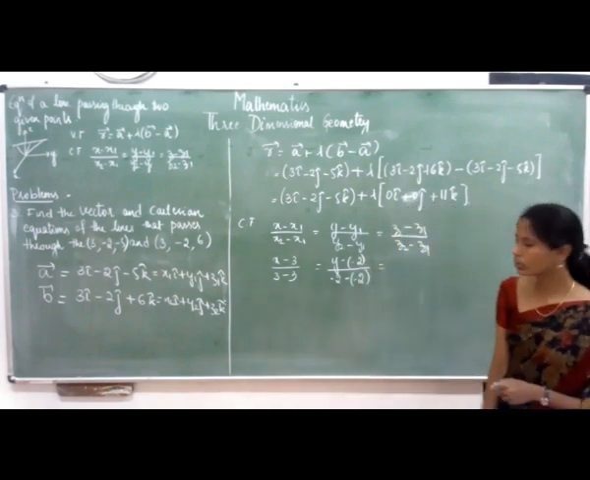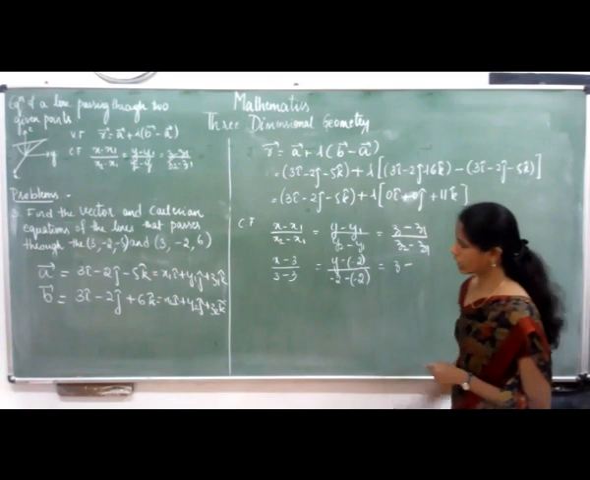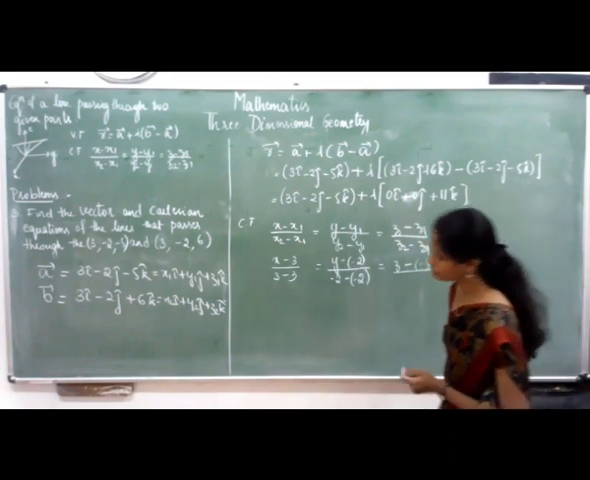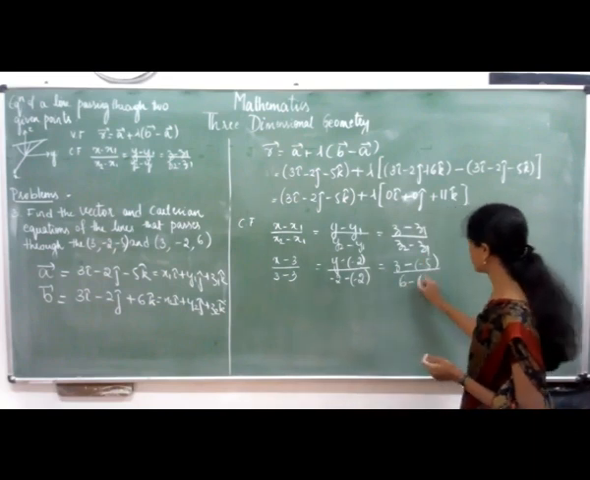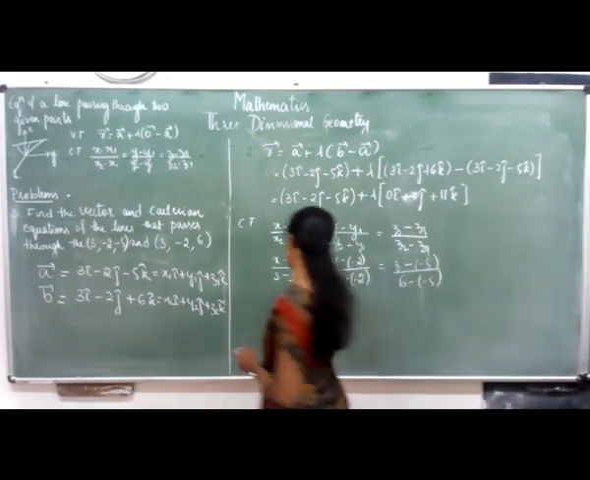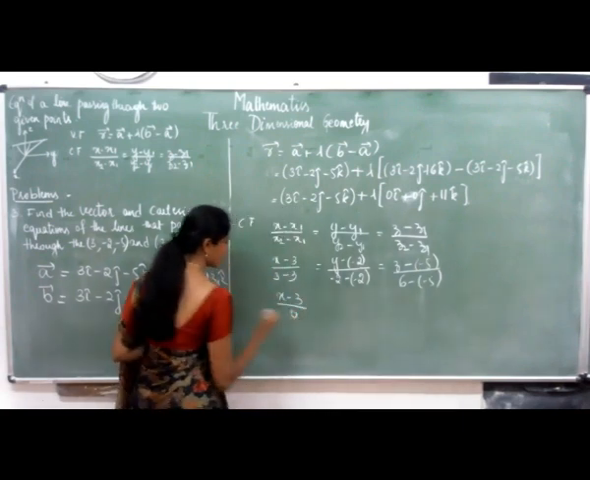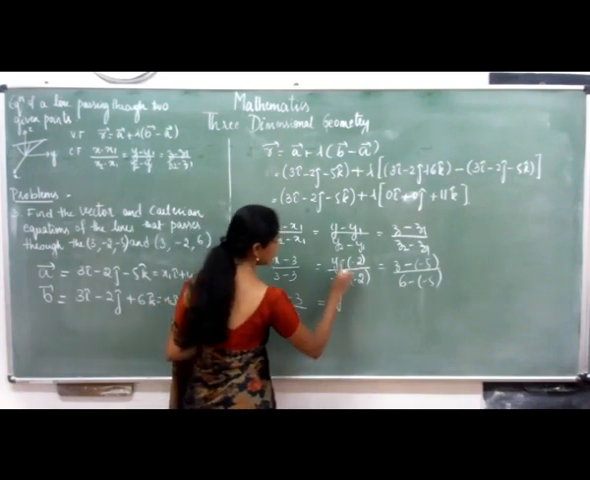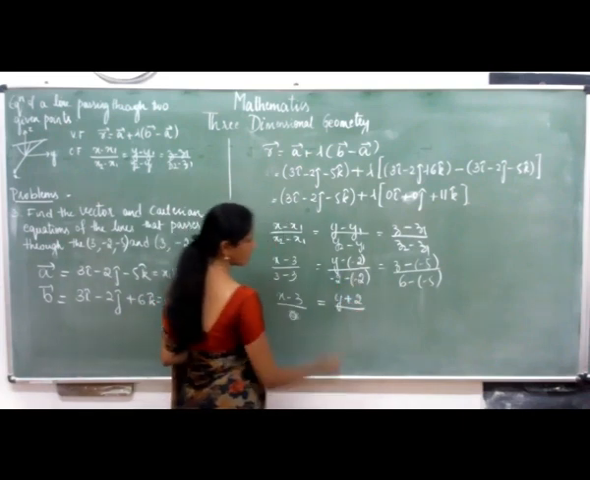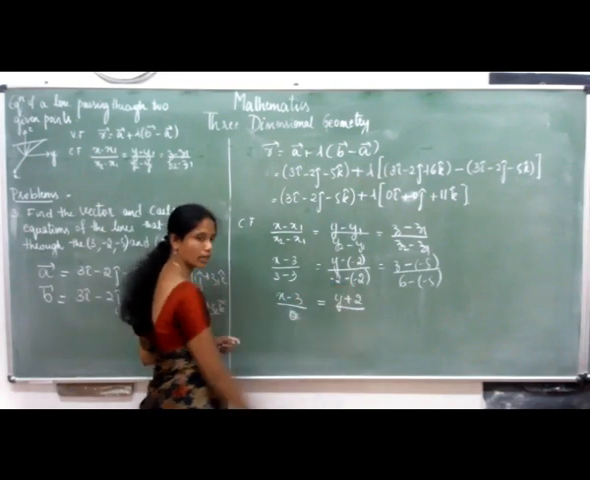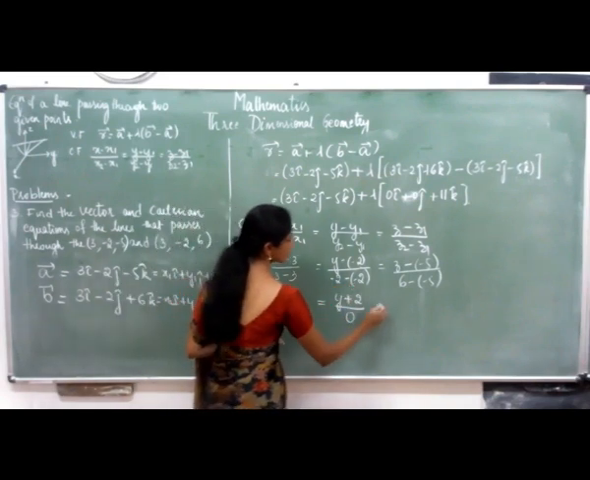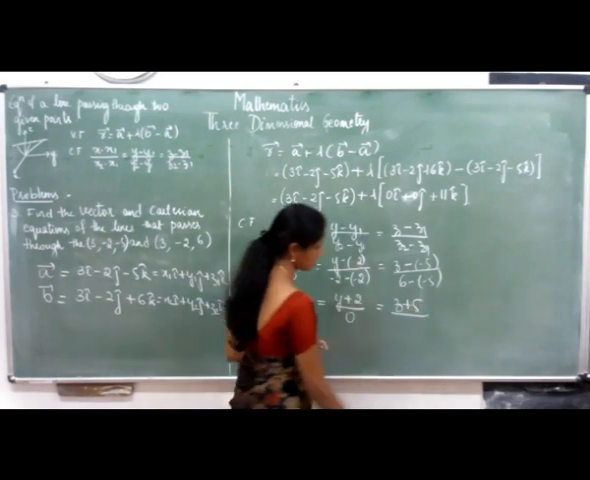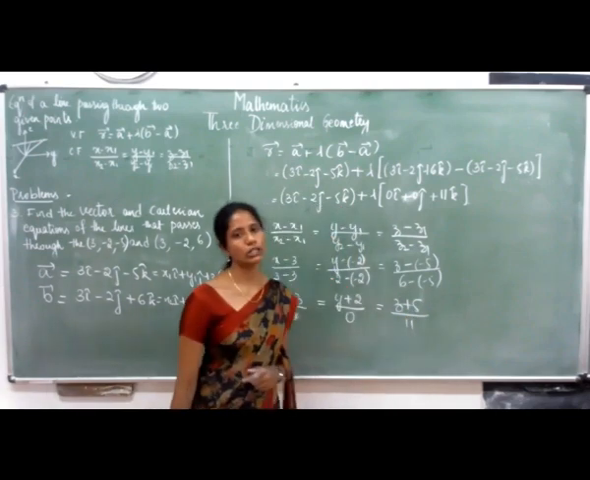And so this is equal to z minus z1, where the value of z1 is minus 5, divided by z2 minus z1, where z2 is 6 and z1 is minus 5. So this is (x minus 3) by 0, since 3 minus 3 is 0, which is equal to (y plus 2) divided by minus 2 minus of minus 2, that is minus 2 plus 2, which is 0, which is equal to (z plus 5) divided by 6 minus of minus 5. So 6 plus 5 is equal to 11.